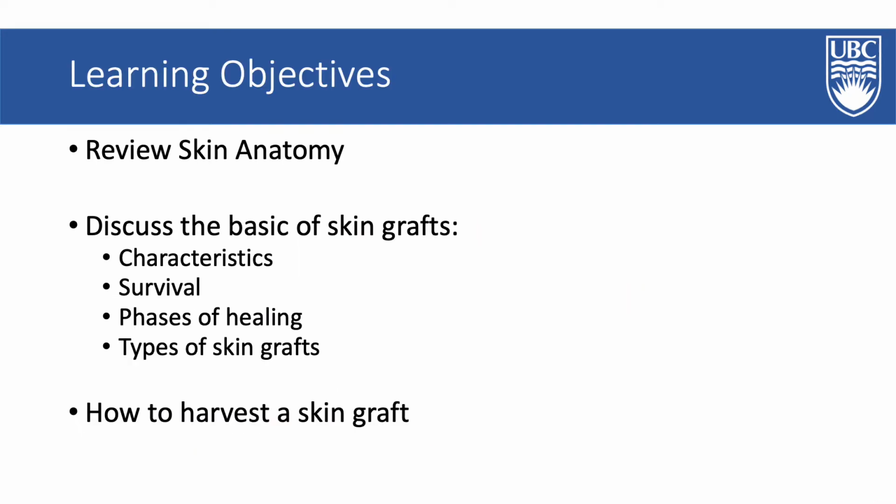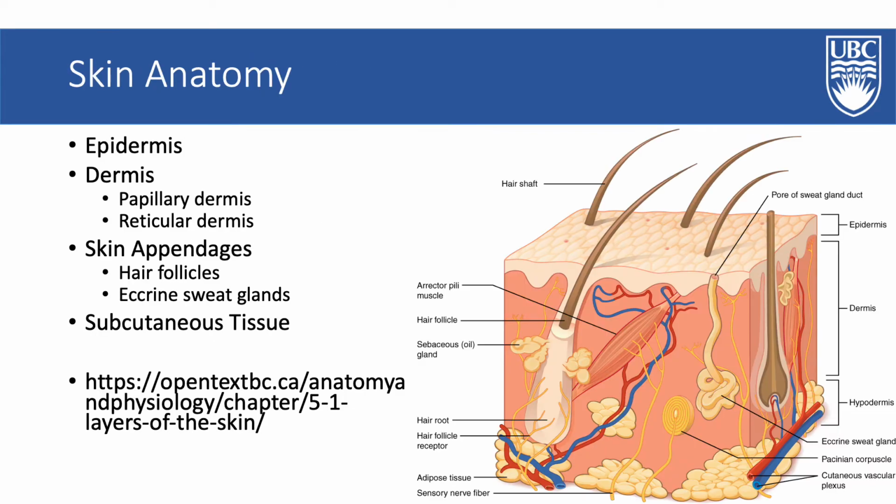The learning objectives of this video include reviewing the skin anatomy, to discuss the basics of skin grafts including skin graft characteristics, their survival, phases of healing, as well as the types of skin grafts. Also, we will review how to harvest and place a skin graft.